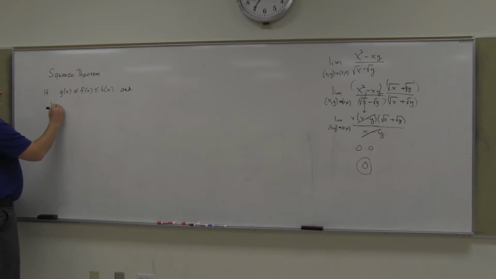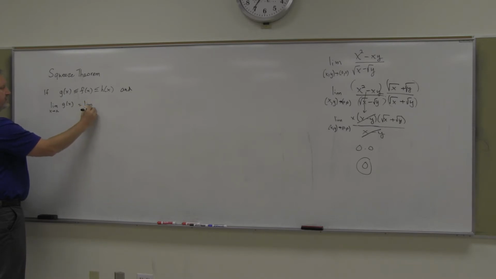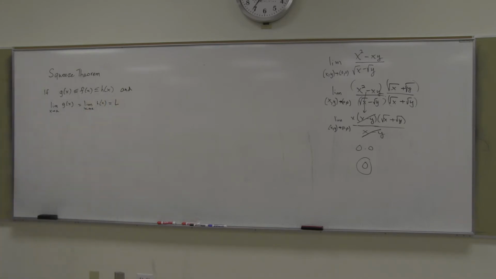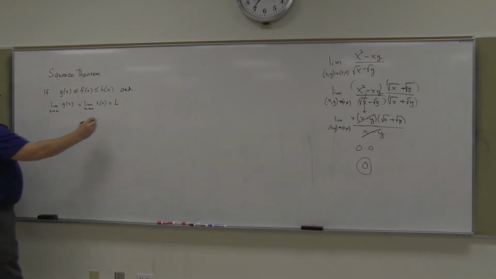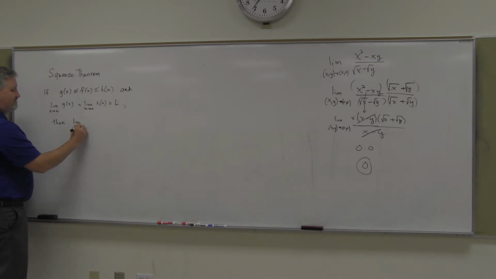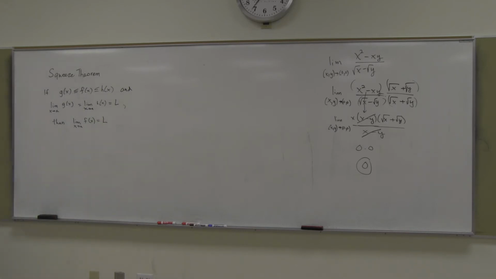So if f of x is between two other functions, and we can figure out that the limit, in this case we're just using a one variable example, the limit as x approaches a of g of x and the limit as x approaches a of h of x equal the same thing, L, then by the squeeze theorem, the limit as x approaches a of f of x equals L. So that's the one variable version that can be extended to the two variable counterpart.